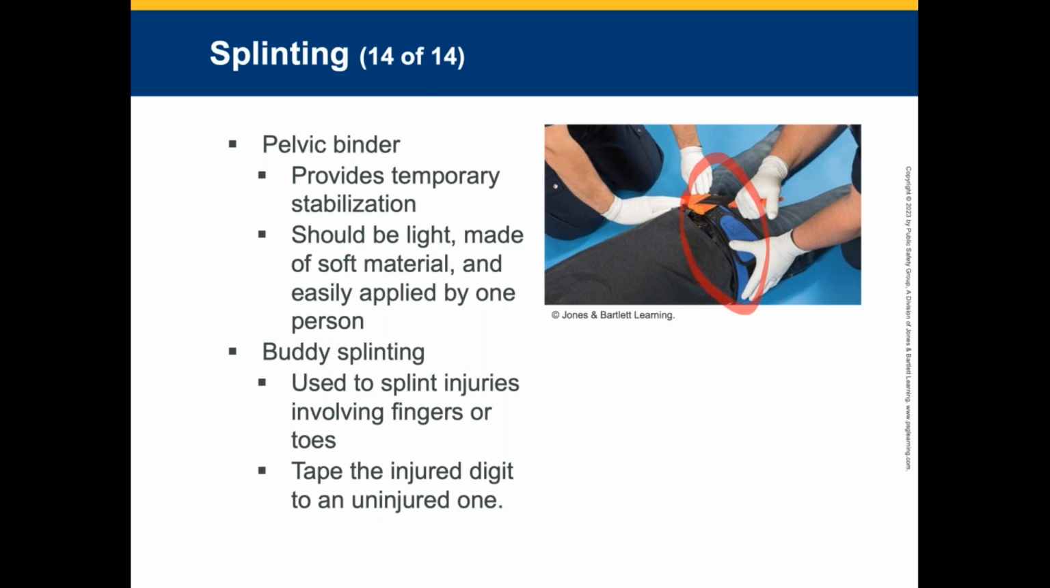KEDs also work a little bit more, usually with 3 different straps and everything else. But buddy splinting is used to splint injuries involving fingers and toes. So we tape the injured digit to another uninjured one. If you have a fractured pointer finger, you can tape it to the middle finger, using that as a splint.